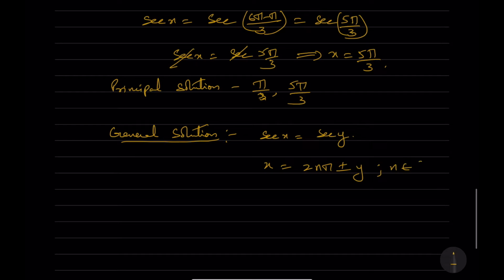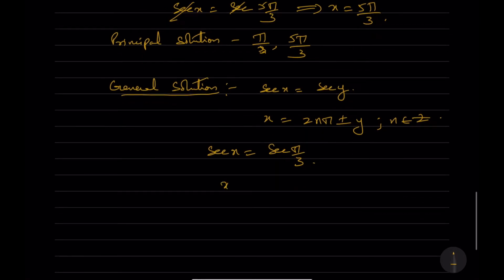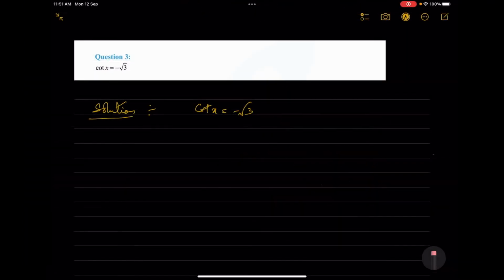N belongs to capital Z. So here you are having secant x is equal to, we'll take the first value itself, that is pi by 3. So therefore x is equal to 2n pi plus or minus pi by 3, since y is equal to pi by 3 for n belongs to Z. This is the answer.